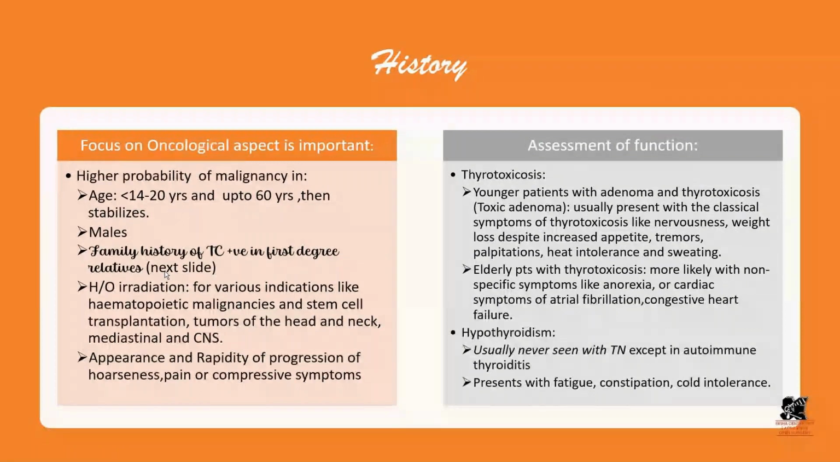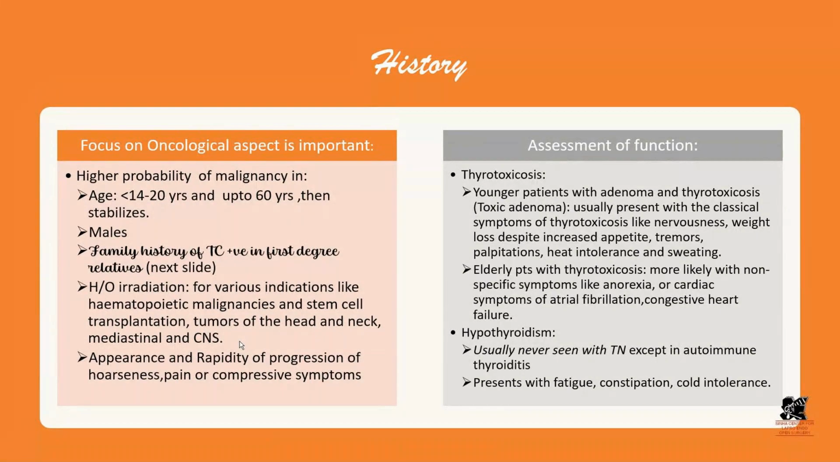Irradiation for what? For various indications like hematopoietic malignancies, stem cell transplantations, tumors of the head and neck, median channel, and CNS tumors, where you may be giving radiotherapy to that particular patient. And then, of course, a history related to the appearance and rapidity of progression of hoarseness, pain, or compressive symptom. That is very important.